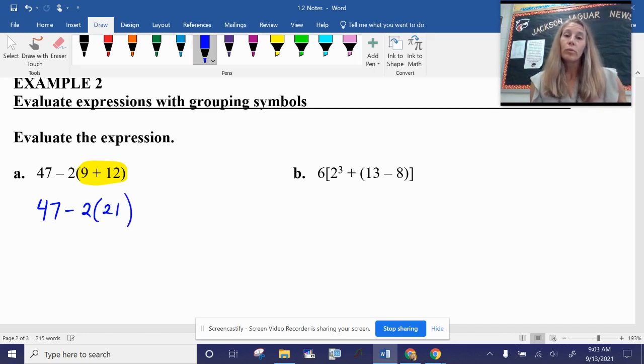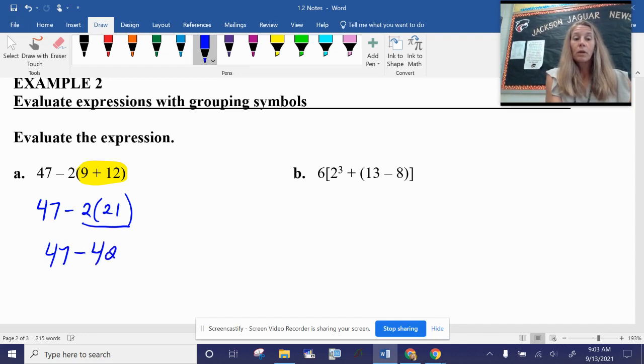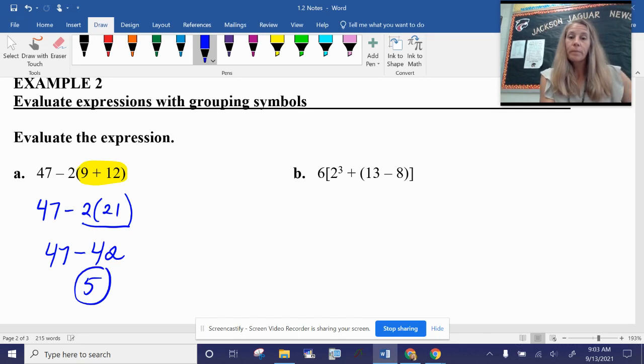Now I have the 21 in parentheses, but there's nothing else to do to the 21 in the parentheses. So now I'm just using multiplication or division. 2 with the parentheses and the 21 there, that indicates multiplication. So that would come next. And then we would finish it up with that subtraction, and we would get 5.